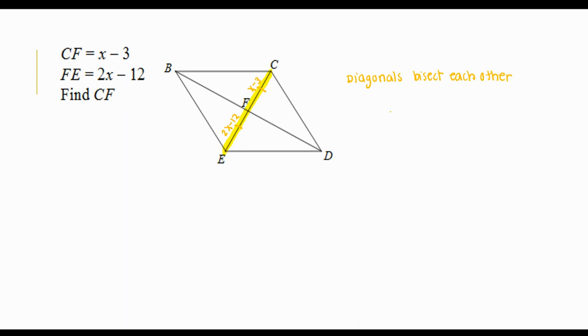And congruent means equals. So I get to take that x minus 3 and set it equal to 2x minus 12. I'm going to subtract x from both sides. Negative 3 then equals x minus 12. We'll add 12. So I get x equal to 9. Now that's not my final answer because they're asking for the length of CF. Well, CF is given to us. That is x minus 3. 9 minus 3 gives us a length of 6.